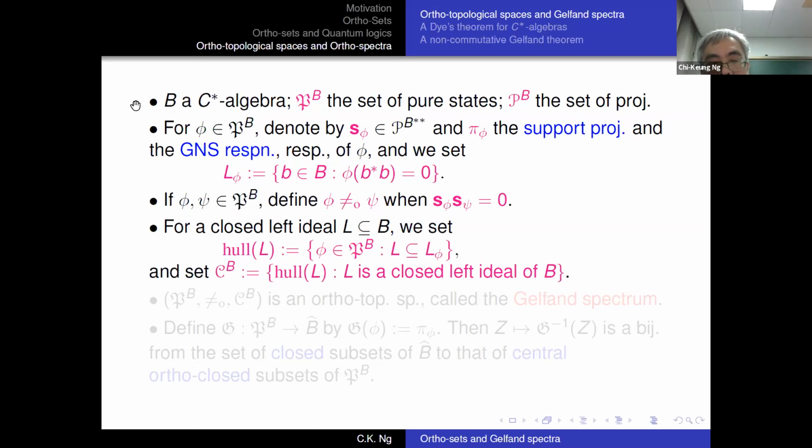So if we start with a commutative C* algebra again, then the pure states are just the Gelfand spectrum, and any two distinct elements will be Q-distinct, and any left ideal is an ideal. So the hull-kernel construction here actually gives us back the original Gelfand spectrum. This is called the non-commutative Gelfand spectrum that we are going to consider. So it's quite a simple kind of object. You just take the pure state space and define the Q-distinct relation through orthogonal support, and we construct the hull-kernel topology on the pure state space.